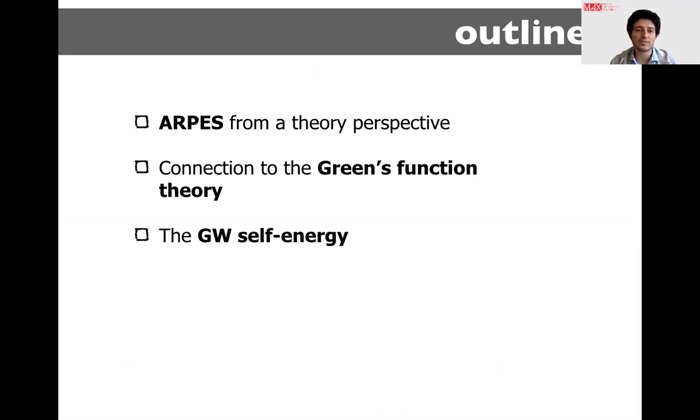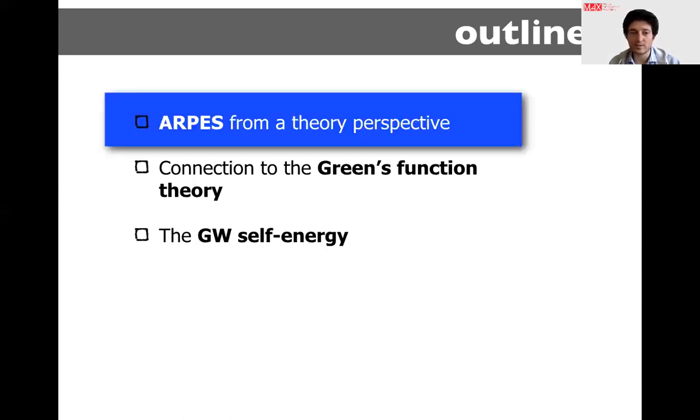I'll first spend a few words about the ARPES experiment itself, and then I'll make a connection to the Green's function theory, and then I'll describe the GW approximation to the self-energy as one of the key ingredients that enters the theory.